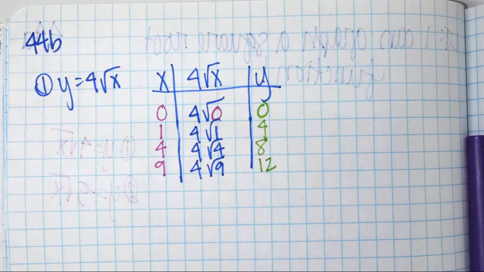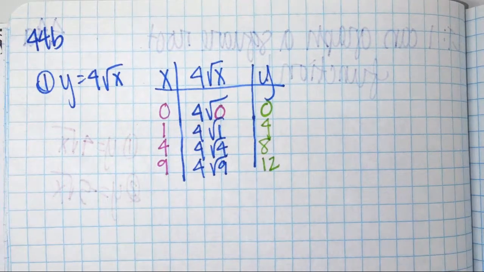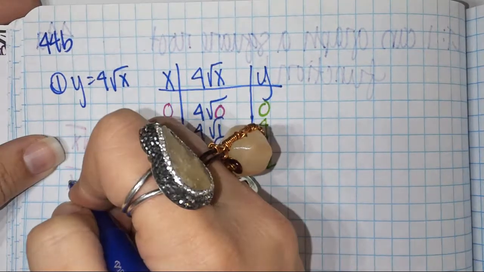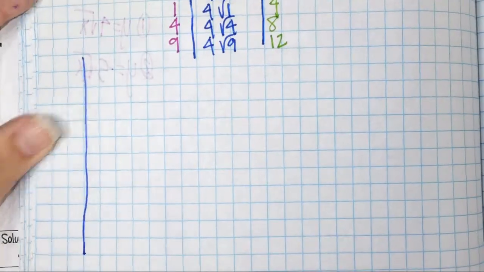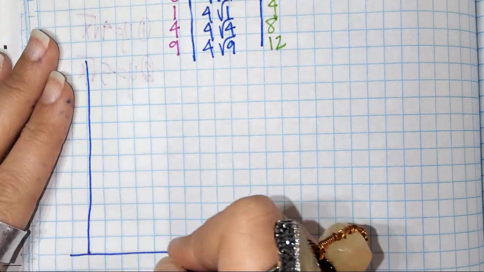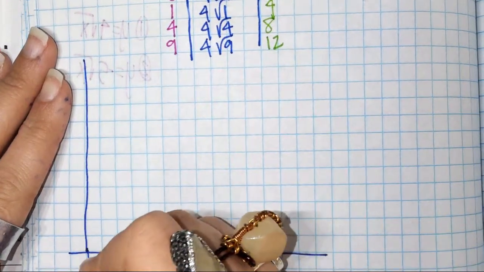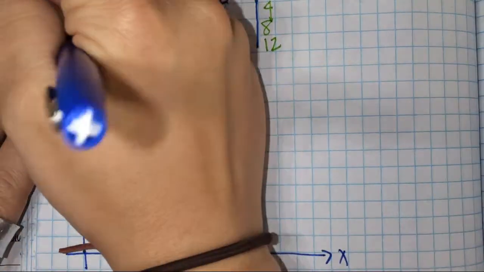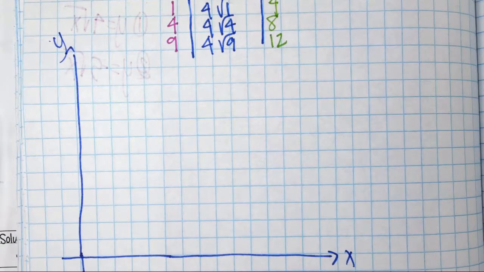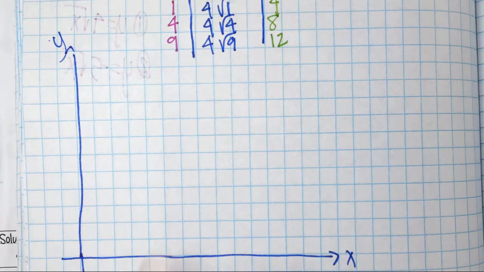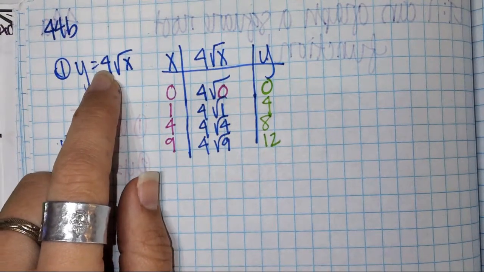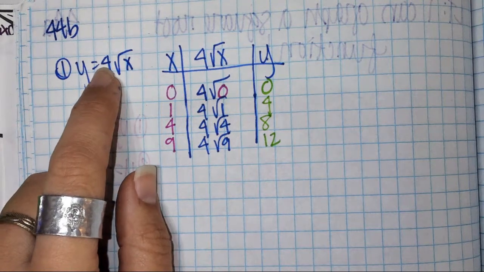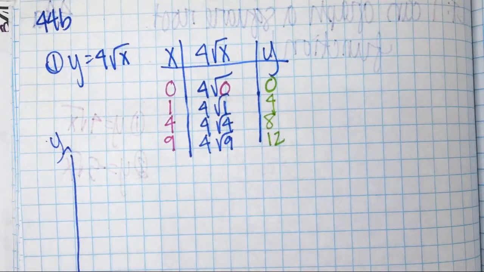Fantastic. And what do I need to do after this? Graph it. Now, do I need to go below my x-axis at all on this one? No, I do not, because I don't have any negative x values or any negative y values. Do you think that this 4 out front is going to stretch our parent function, or is it going to flip our parent function? It's going to stretch it, because when you multiply by a whole number, it stretches it.